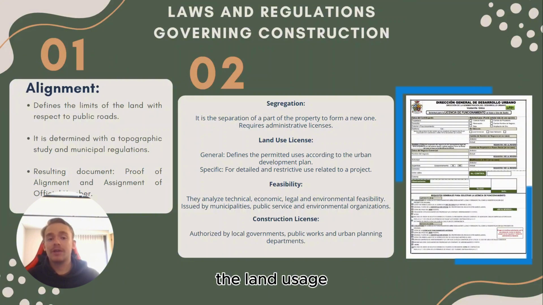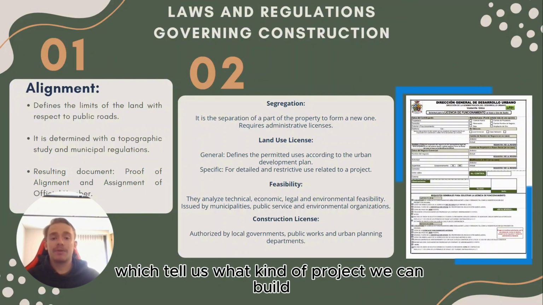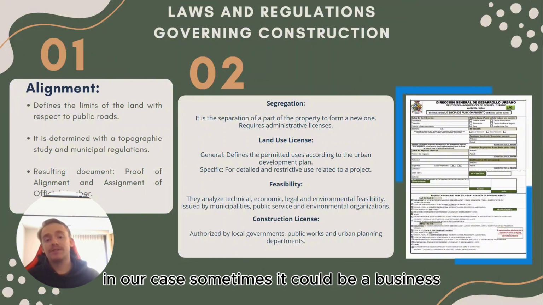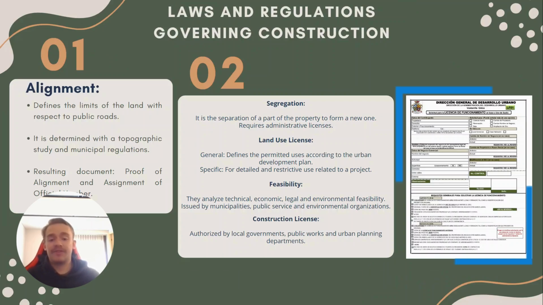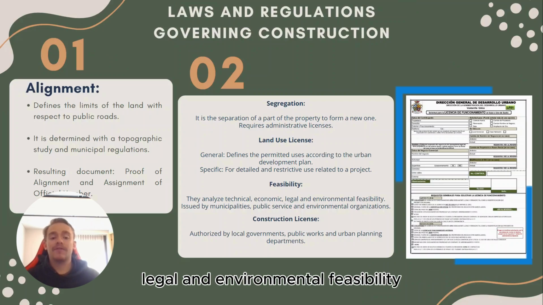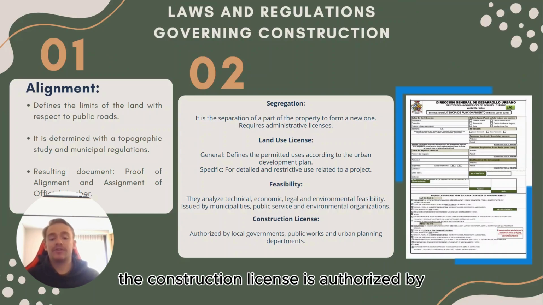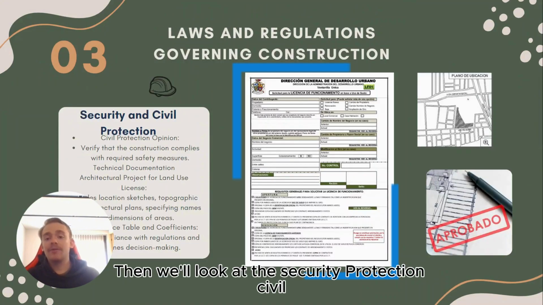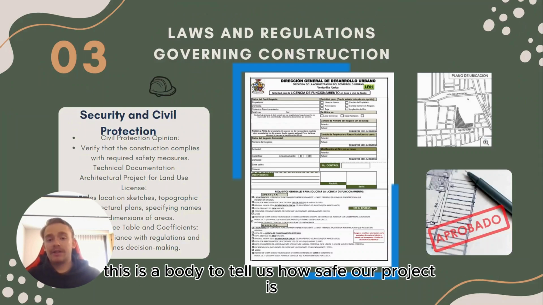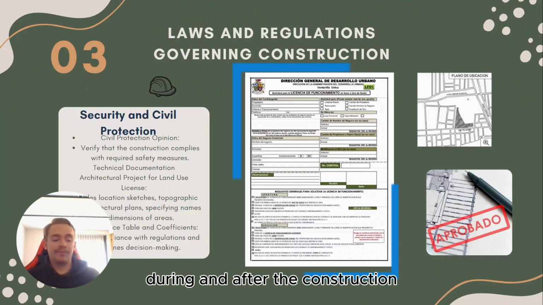The land usage tells us what kind of project we can build. In our case, sometimes it could be a business land usage license, or a living one. The feasibility: the economical, legal, and environmental feasibility issued by the municipality or our governing bodies. And the construction license is authorized by the local governments. Then we look at the security protection. This is a body that tells us how safe our project is during and after the construction.